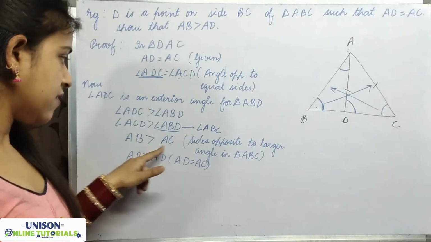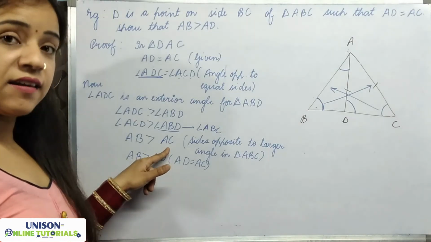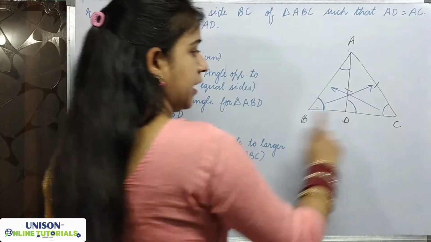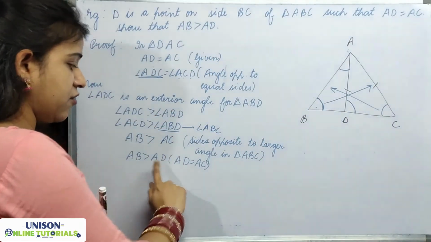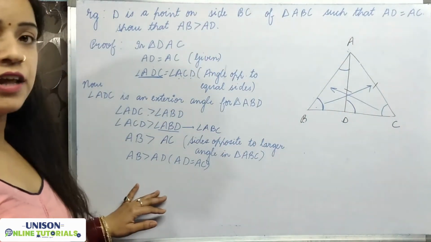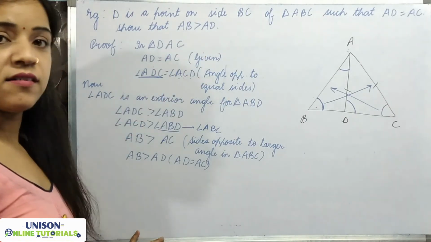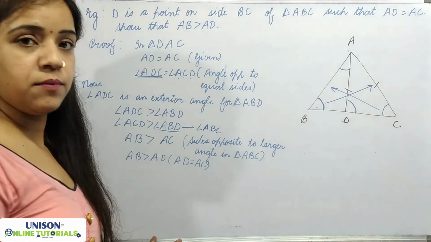Now if AB is greater than AC, and we know that AC equals AD, so in place of AC we can write AD. So what we get: AB is greater than AD, and this we have to prove, that AB is greater than AD.